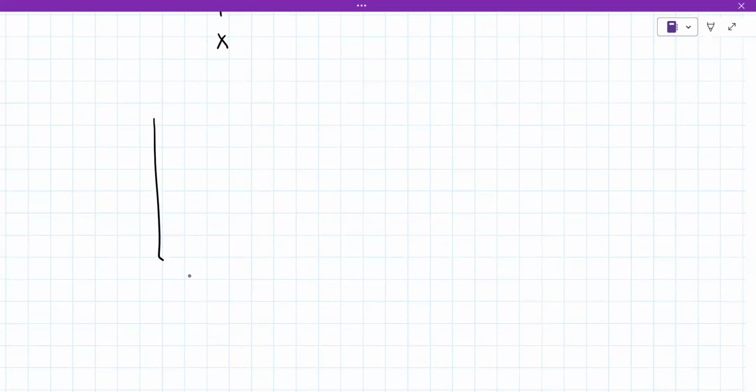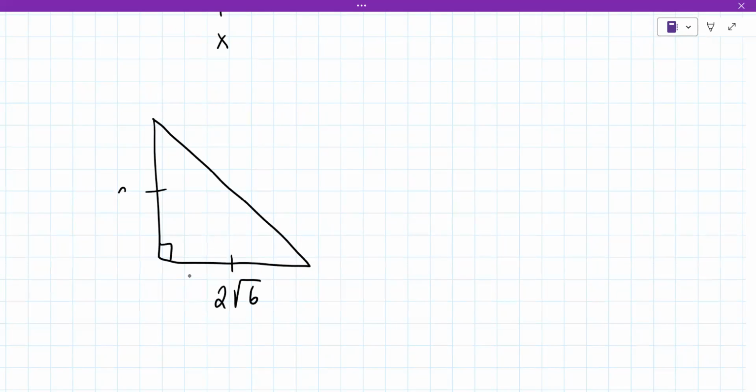I would give you a problem and say, let's say the side length here is, I'll make it a little more difficult, 2 square root of 6. And it would ask you to solve for A and C. Could you tell me the value of A and C?